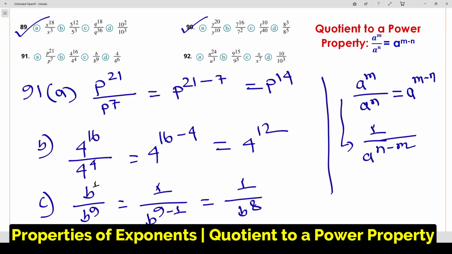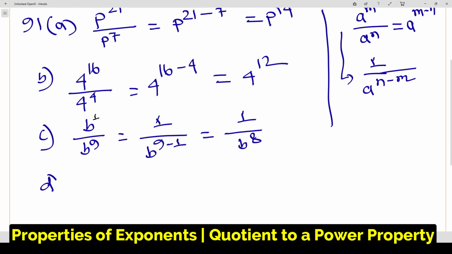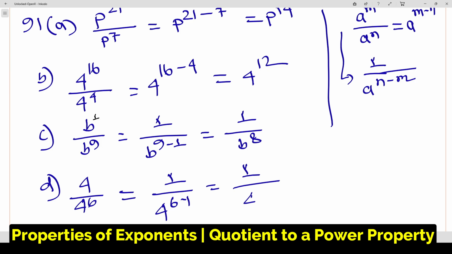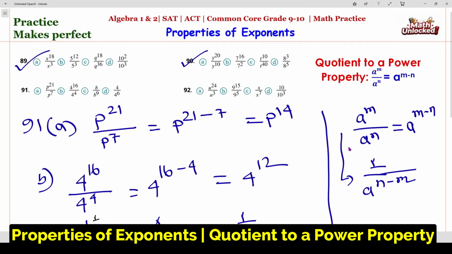So D: 4 divided by 4 to the power 6. So we can write here 1, then 6 minus 1. So our answer will be 1 over 4 to the power 5, right? So 91 done.